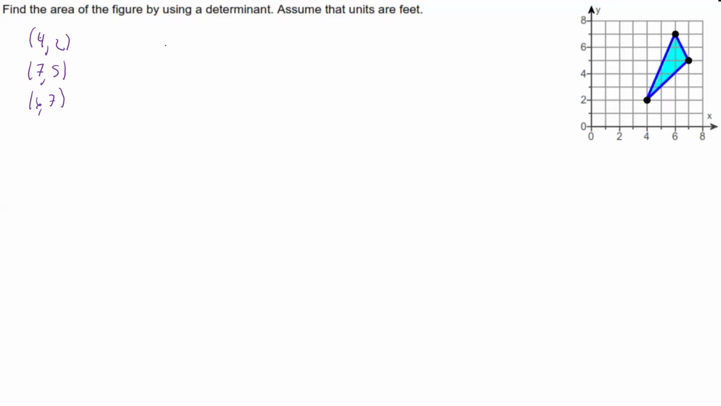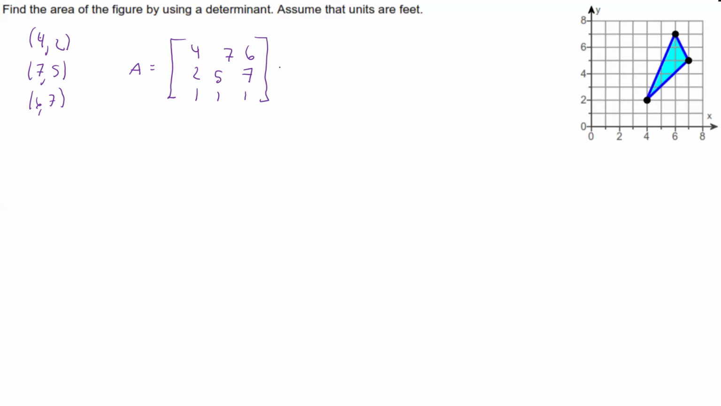Now what we have to do is make the matrix out of this. So A is going to be what? Well, we're going to go across with our first numbers, the 4, the 7, the 6. Then the next row, 2, 5, 7. And then we just arbitrarily fill in 1 on the bottom row. And this is how we're going to find out what the area of this triangle is.